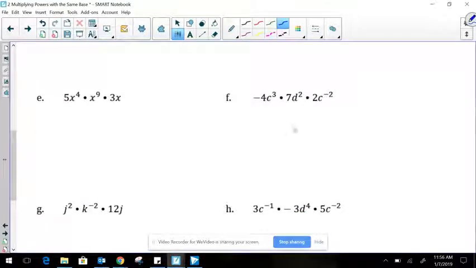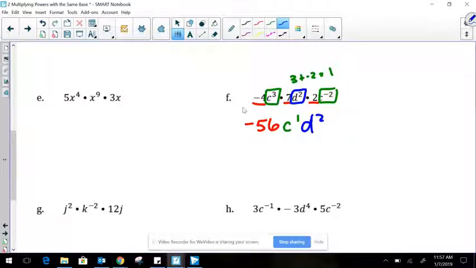Let's do F here. Okay. We have these big numbers out front. -4, 7, and 2. It's okay that there's a negative in front of the 4. That has nothing to do with the exponent. I'm doing -4 times 7 times 2. Okay, so what's that? -28 times 2, -56. Okay, then I'm going to start with my C's. So 3 plus -2 is just 1. So I have C to the 1st, and then I have D squared. If you want, you can just write it like this, -56CD squared. You don't have to write that 1.